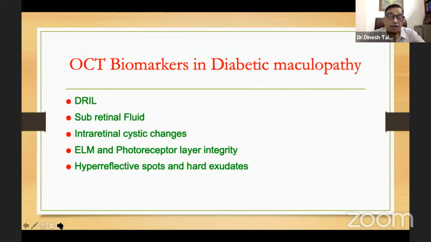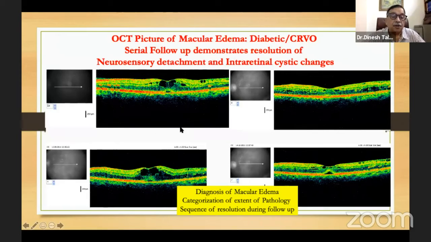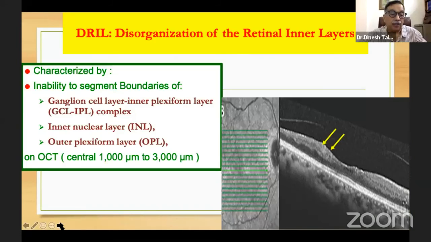In diabetic maculopathy, there are also certain important biomarkers like DRIL, subretinal fluid, intraretinal changes, the outer limiting membrane, the photoreceptor layer integrity, and hyperreflective dots. So let's see this. In general, you have a patient who's got edema, a little bit of neurosensory detachment, you're giving injections, for example, following up, and you can see now that the subretinal fluid is gone, the intraretinal cystic cavity is gone. If the vision is okay, you know you don't need to give any more treatment. So you can follow up your patients with OCT very, very accurately.